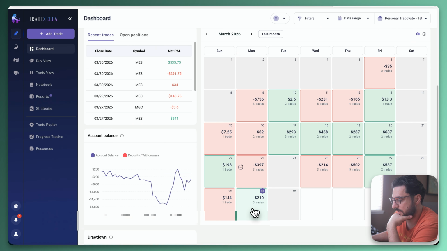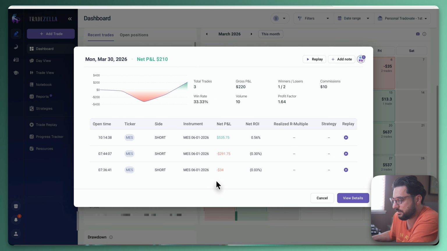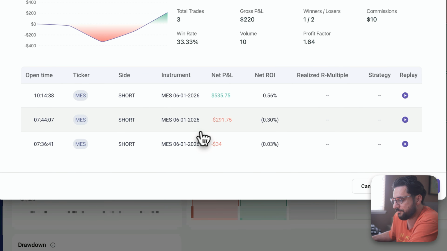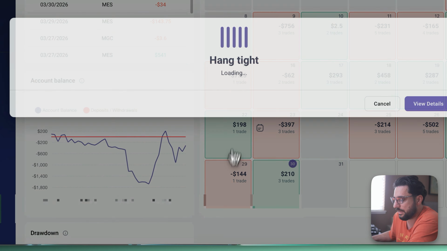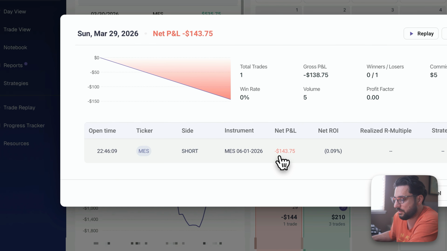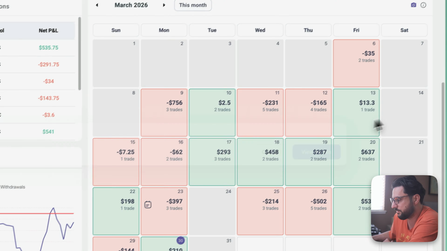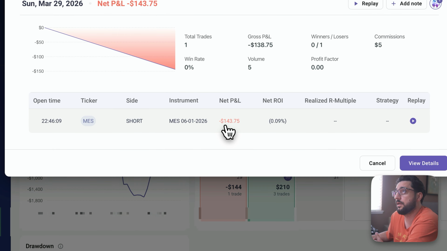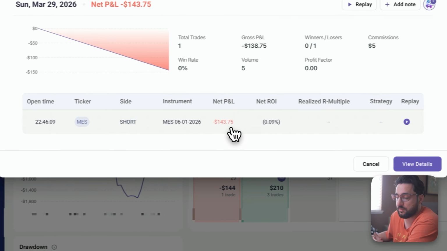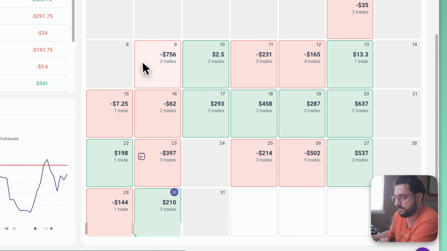So this is what happened today. Today I won. Looks like we're up 210. I did take a few trades here, so I'll show you exactly how they played out. I won $535, lost $291. This was really break even, so that doesn't really count. And then last night before I went to bed, this one right here, I lost this short play at 143. I'm telling you, if this would have played out, this would have been about $1,200, and I only risked 143. Unfortunately, it didn't play out.